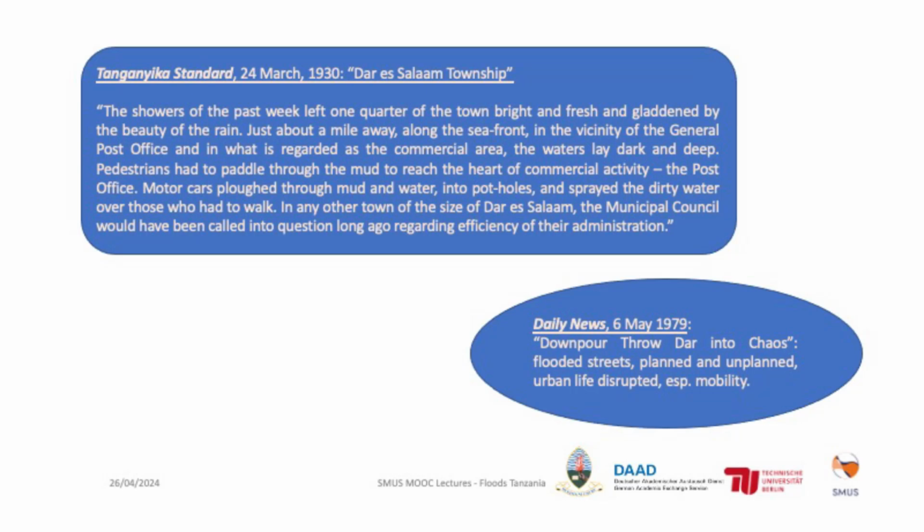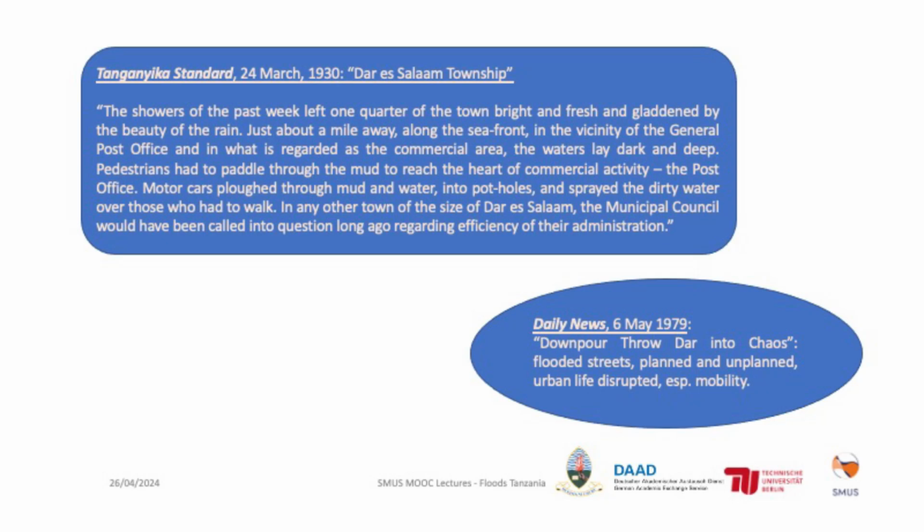newspapers were there, and one of the newspapers was the Tanganyika Standard, and it recorded the center of the city of Dar es Salaam. Here is an excerpt that I would like to read for you from the Tanganyika Standard of 24th March 1930. It read, "The showers of the past week left 1/4 of the town bright and fresh and gladdened by the beauty of the rain. Just about a mile away along the seafront, in the vicinity of the General Post Office and in what is regarded as the commercial area, the waters lay dark and deep.